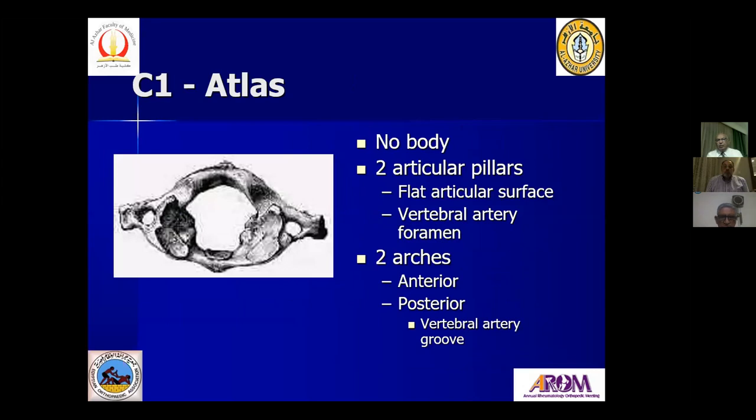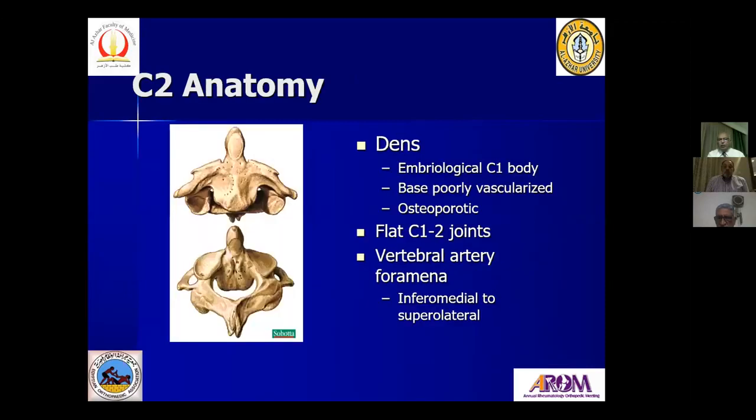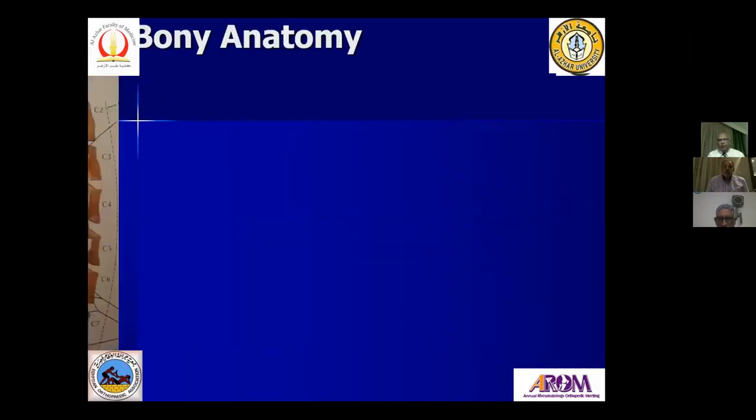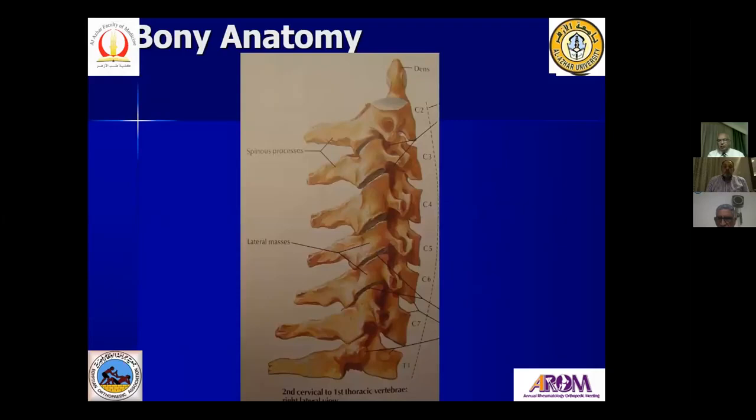This is some anatomical landmarks about C1, the atlas. It is very important that it has no body, with two articular pillars and two arches, anterior and posterior. C2, the axis, has the dens. It is embryologically from the C1 body. C1 has two flat joints and a vertebral artery foramen on both sides. The bony landmarks of the distal part, from C3 to C7, are similar to each other.